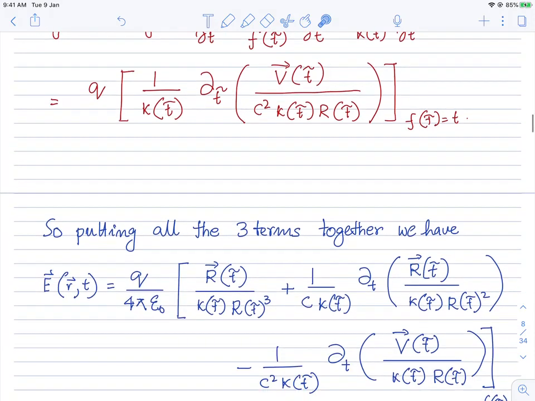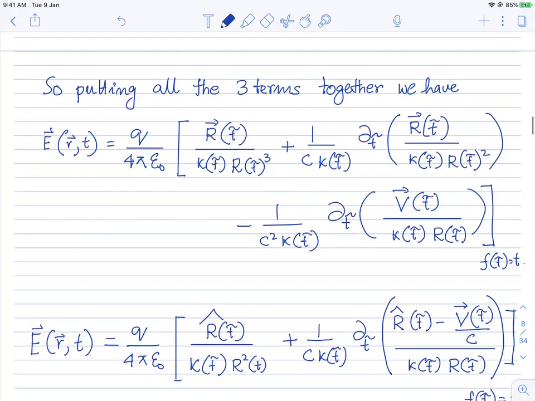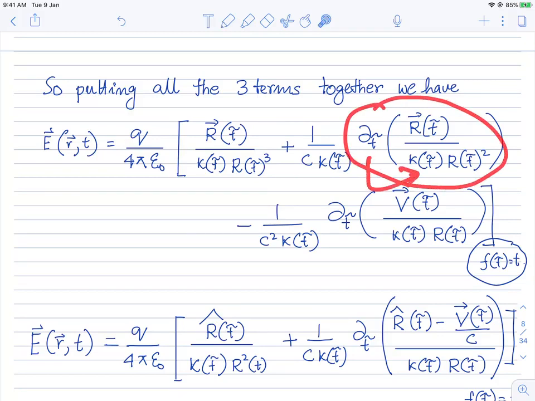Now we can put all these three terms together and write down the electric field at time t. All these objects inside you have to calculate at the retarded time. So all these are retarded time derivatives, and at the end of the day you have to use the retarded condition and substitute t tilde in terms of t. That is what you have to do. This is more or less the result, except that now we have to perform these time derivatives and simplify the result further.